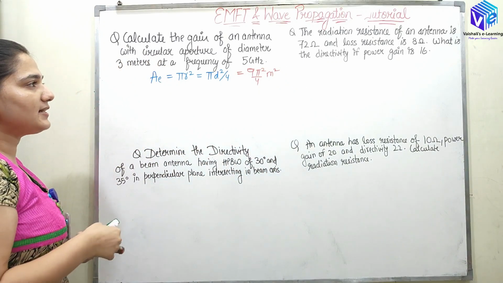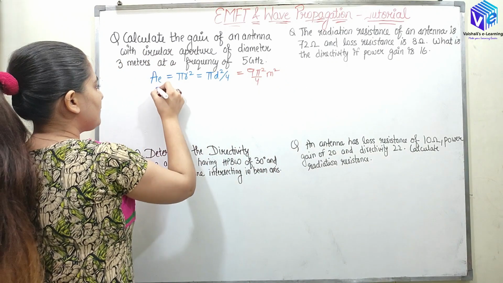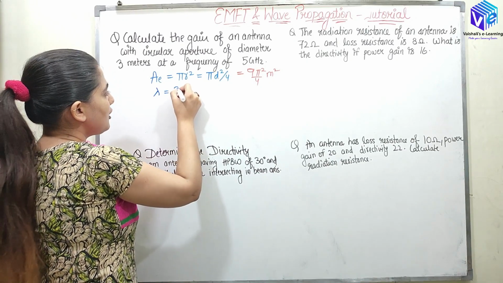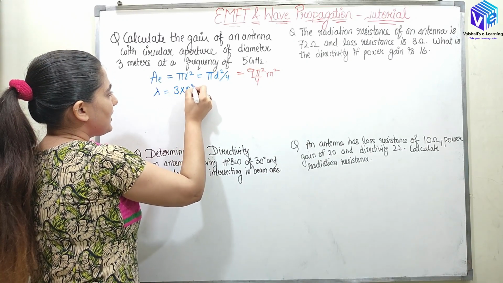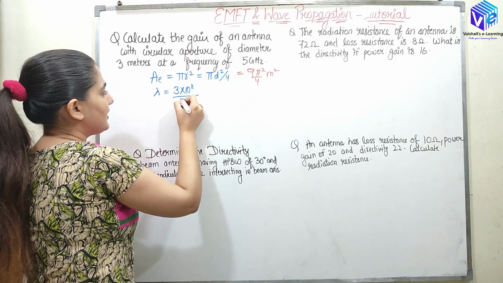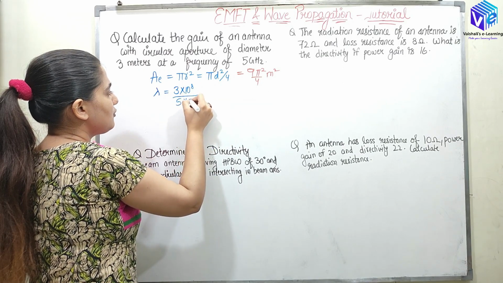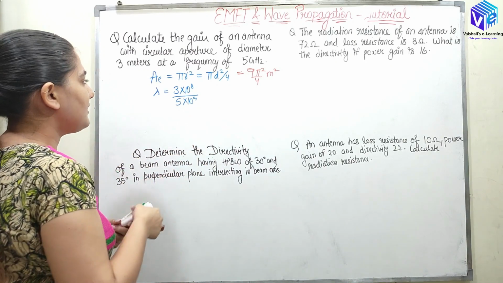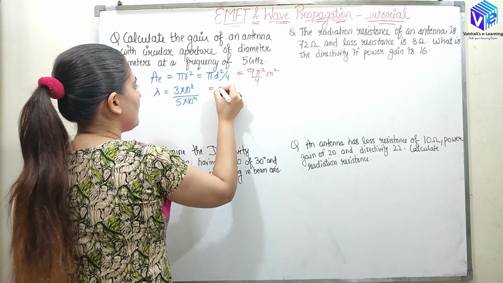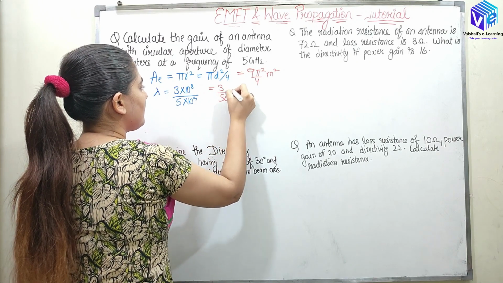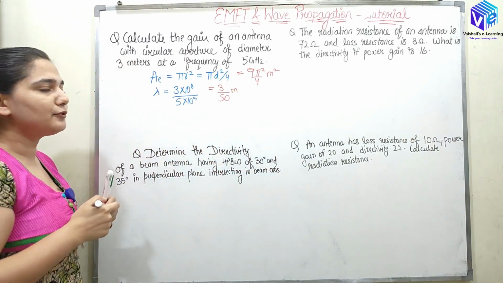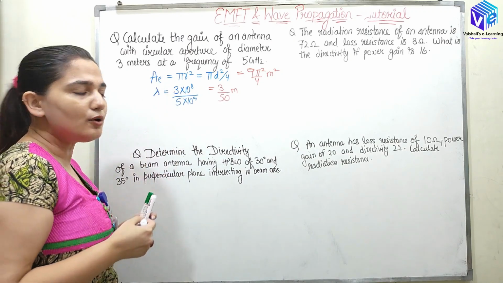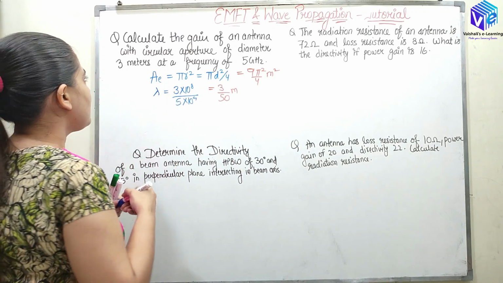Now the frequency is given. From the frequency I can find out lambda. Lambda will be equal to 3 into 10 raised to power 8 upon 5 gigahertz, so 5 into 10 raised to power 9. Now here we'll have 3 upon 50 meter. So I know lambda now, and I know the effective area, or effective aperture, as well.